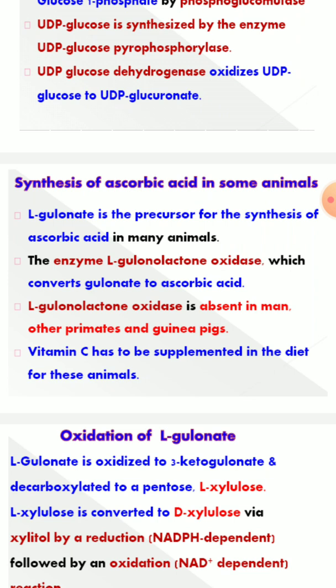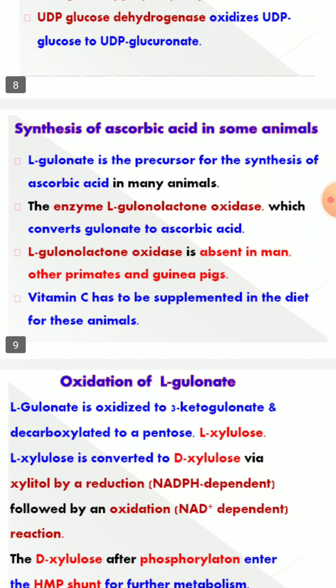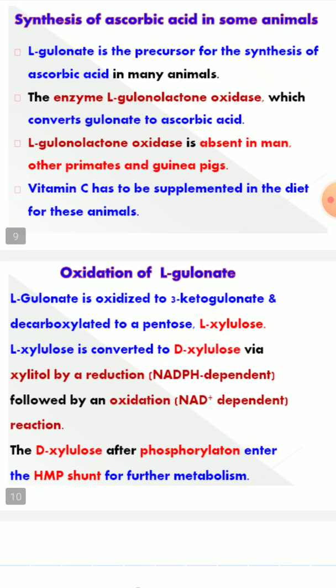So it has to be supplemented through the diet in case of these animals. So how this oxidation of the L-gluconate molecule is going to happen, we will see. First of all, this L-gluconate is going to be oxidized to 3-keto-gluconate and decarboxylated further to a pentose molecule, that is L-xylulose. Then this xylulose formation, a 5-carbon molecule, is getting converted to D-xylulose.